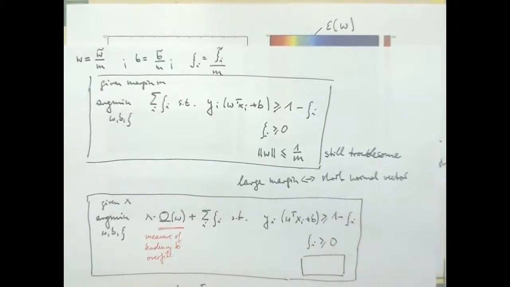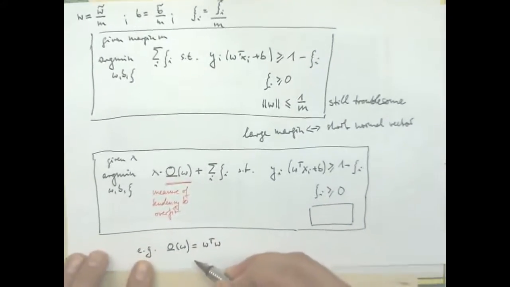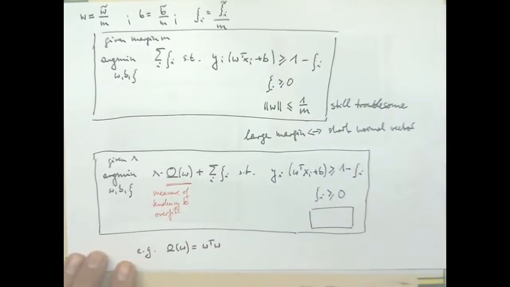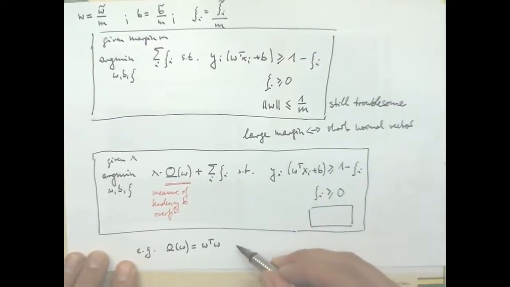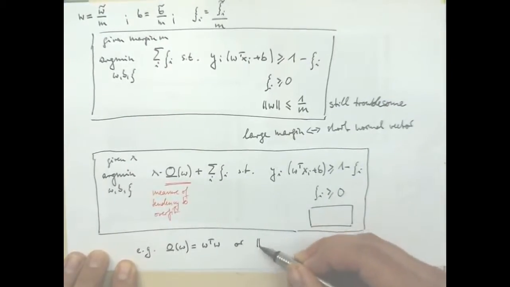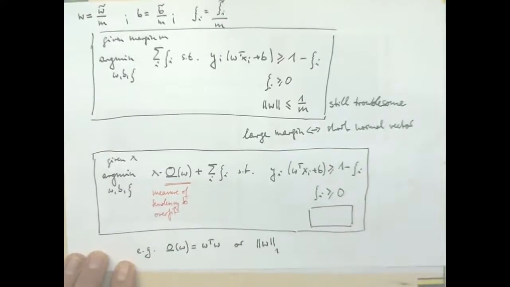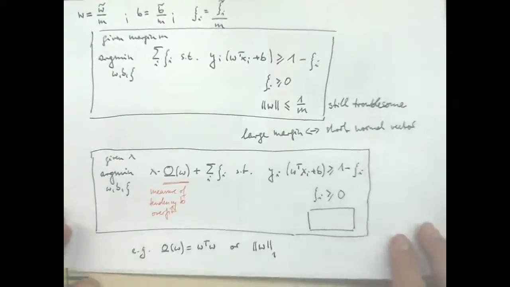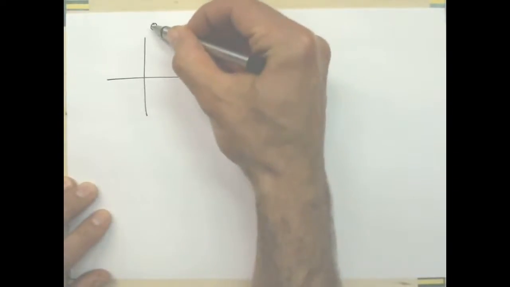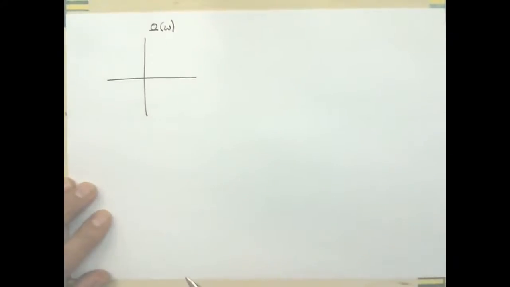And one important choice is the one that you see here. So this would be the squared L2 norm, or another choice would be to just take the L1 norm of w. And let me plot these two. So these are now the auxiliary functions that I'm adding, or the regularization terms.